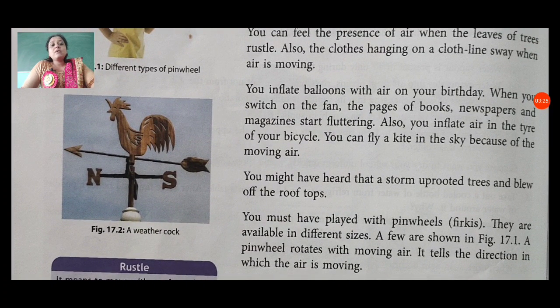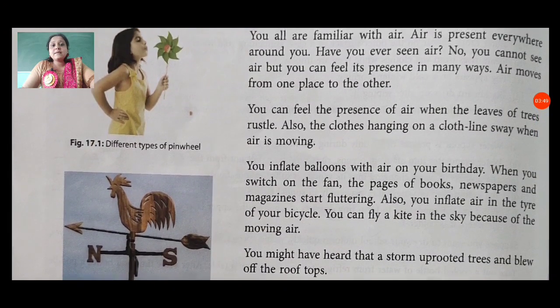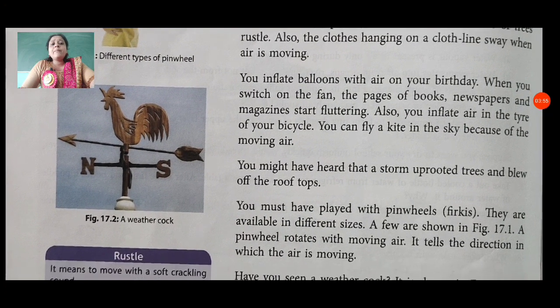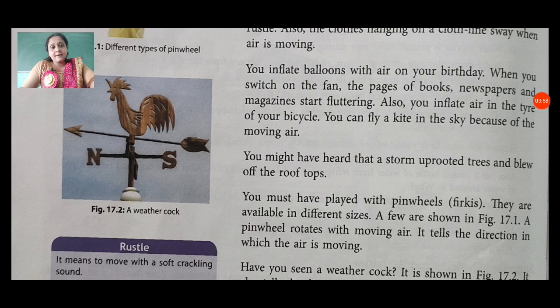You might have heard that a storm uprooted trees and blew off rooftops. Why does this happen? It happens because of storms. A heavy air is called a storm. You must have played with pinwheels. They are available in different sizes. A few are shown in figures 17.1 and 17.2. You can see here different types of pinwheels. We all play with toys like these. A pinwheel rotates with moving air. It tells the direction in which the air is moving.